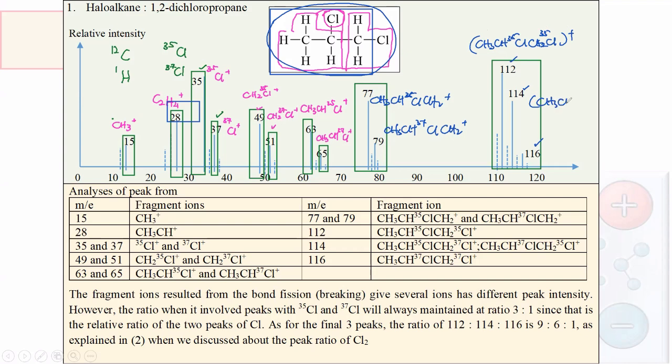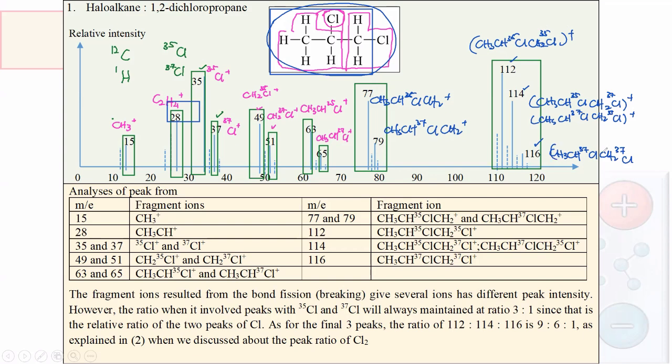We have CH3CH35ClCH237Cl plus. And then another possibility is you have CH3CH37ClCH235Cl plus. And finally, what gives 116 is probably due to CH3CH37ClCH237Cl here.